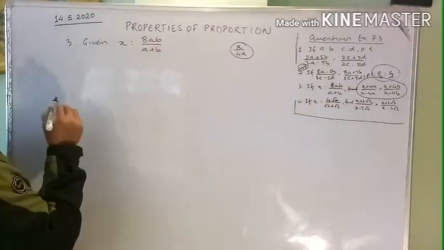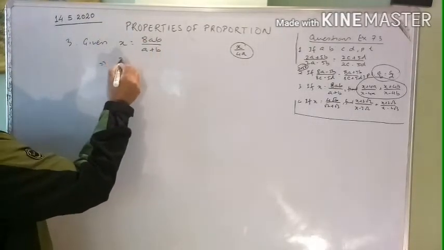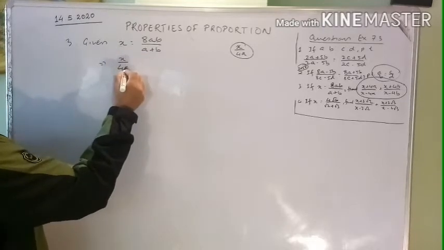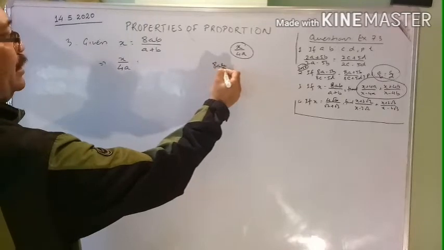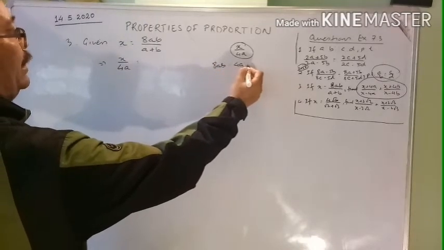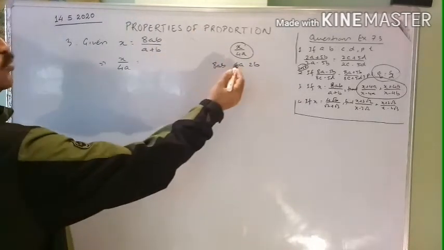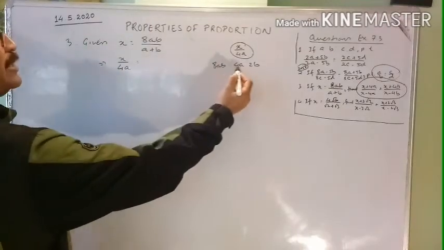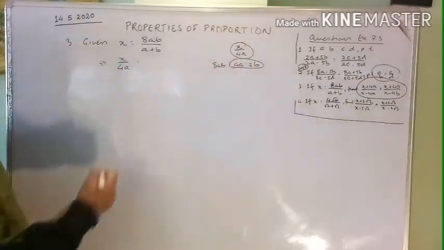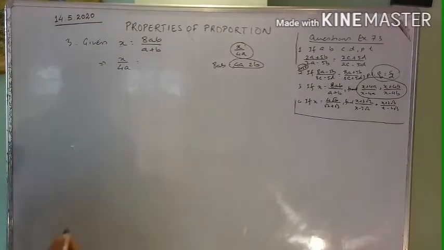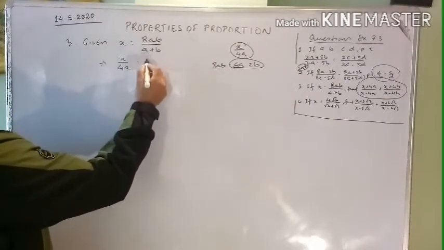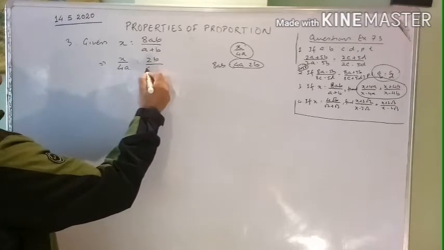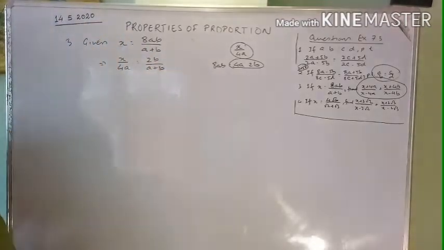So how can we do this? Here you write x by 4a. Because 8ab is equal to 4a into 2b, isn't it? Because 4 times 8 a into b, ab. So you can split 8ab as 4a and 2b. So when you bring 4a down here, what is left here? 2b by a plus b.